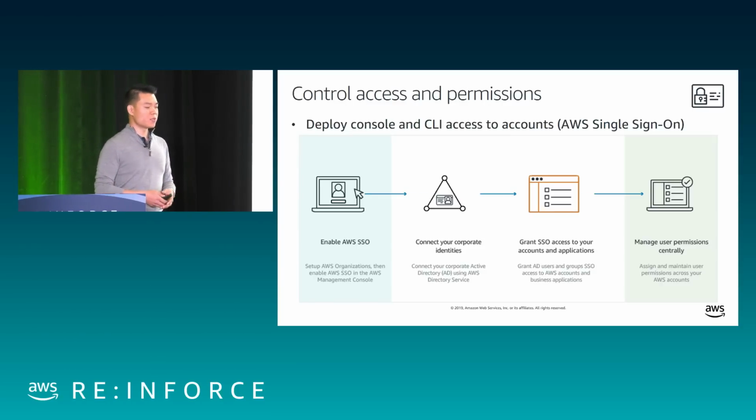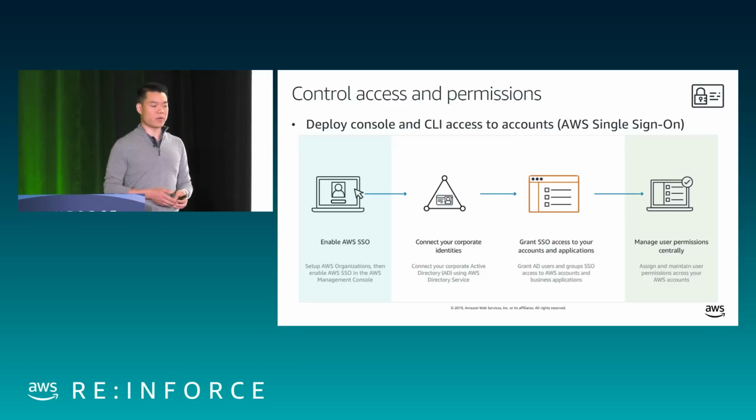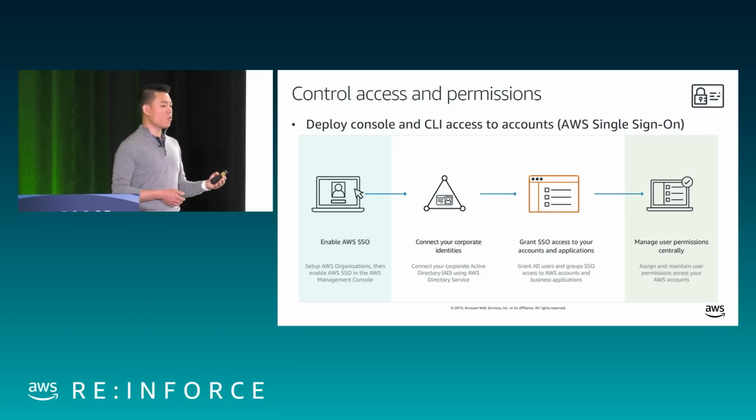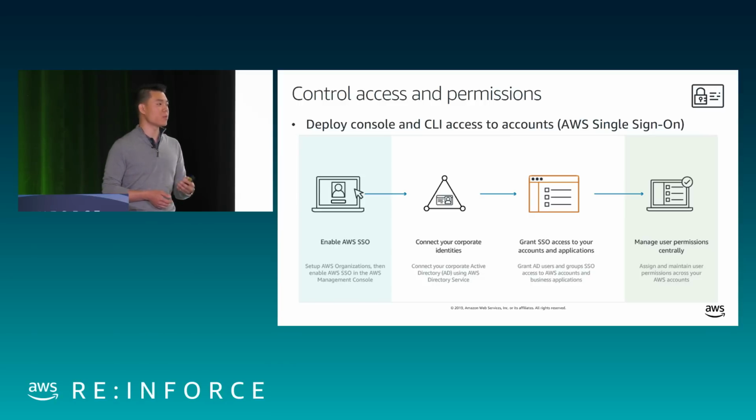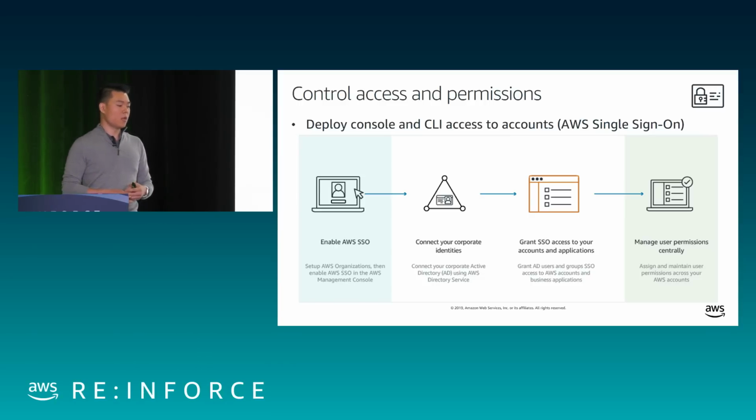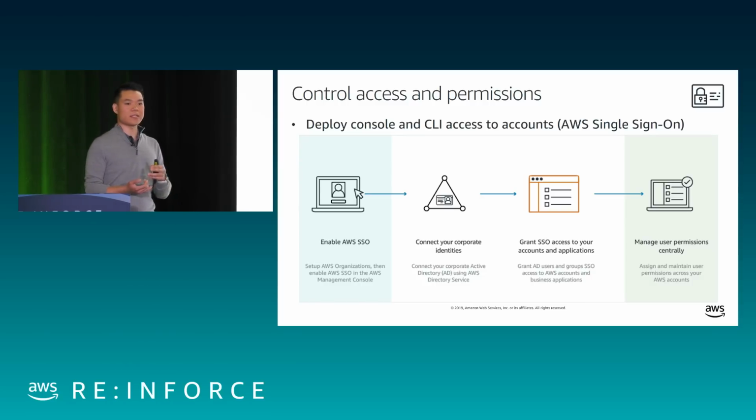Within Organizations, we also provide you with the ability to control access and permissions within your organization. And so one of the cool features available is that you can now deploy console and CLI access to accounts for your employees, all from a single location using AWS Single Sign-On. And so how that works is with AWS Single Sign-On, you go ahead and enable the service. You can connect it to your existing identity store, whether that's Managed Active Directory using AWS Directory Services.